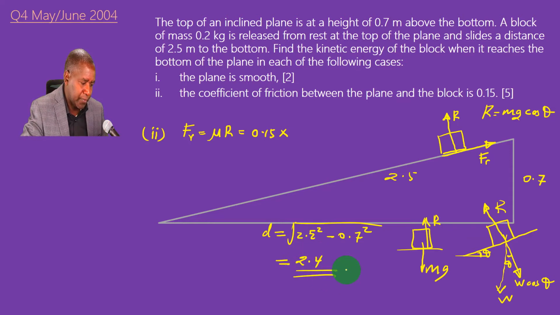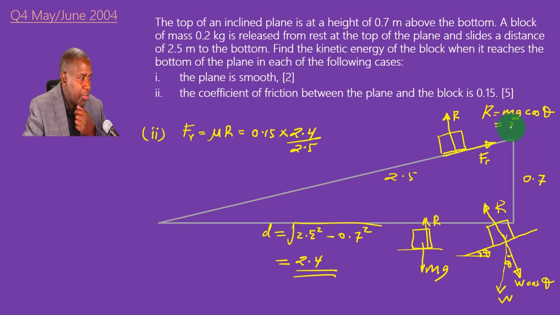So indeed, I can get an exact value of the cosine of theta, which is 2.4, the length of this line here, divided by 2.5, which is there. So 2.4 divided by 2.5 will give me the cos of theta. Let me see, did I get the mu? Yes, I got the mu, which is 0.15. Have I gotten the R? The R will be mg.